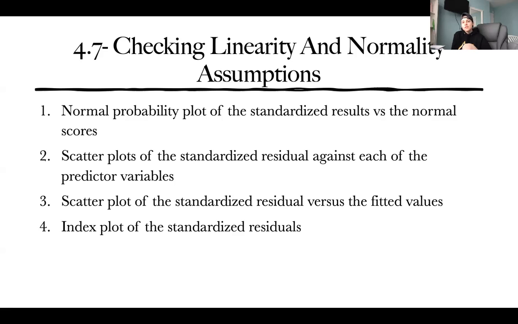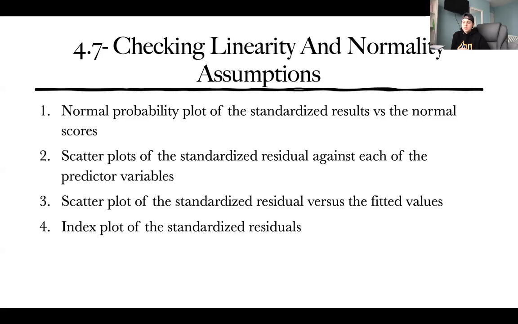Our standardized residuals are uncorrelated with each of the predictor variables, so this should yield a plot of random scatter points. And if a pattern can be seen, then a violation may have occurred. So in this part, we do not want to see a correlation. We just want to see a bunch of random points on the screen.